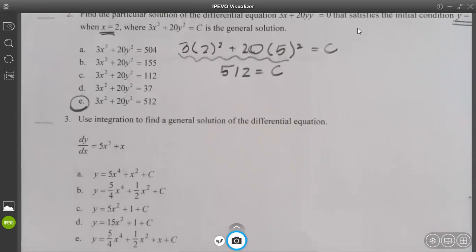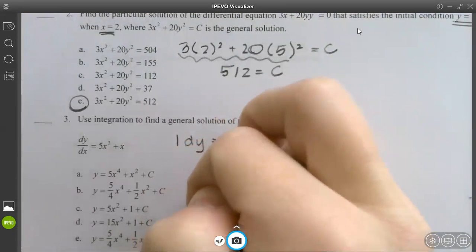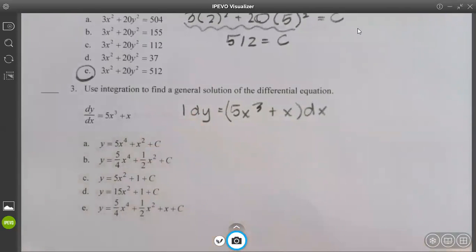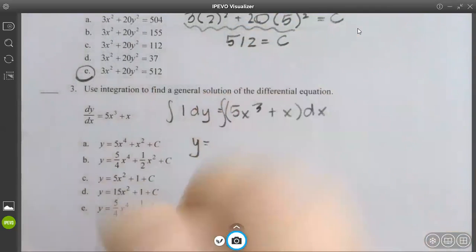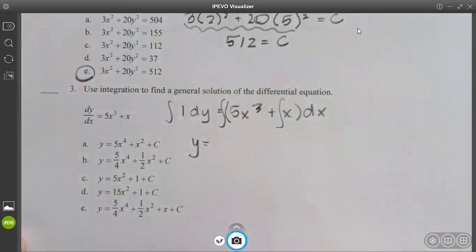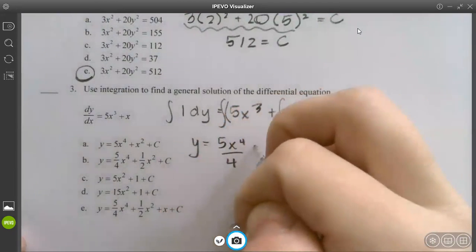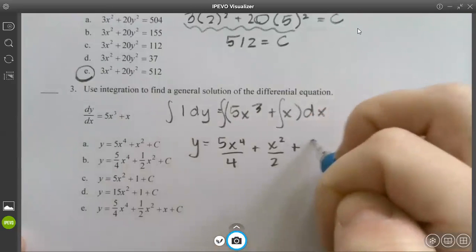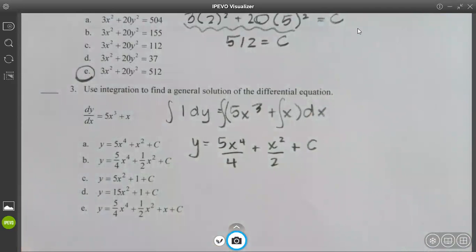All right, we're finding a general solution to this. What do we have to do? Before we integrate, we just put the dx on the other side. Same thing we've been doing, so don't stress out about it. This is 1 dy equals 5x cubed plus x dx. We just worked on one like this. If I integrate 1 dy, what do I get? Just y. So there's where your y equals comes from. Then 5x cubed plus. Remember, we integrate them separately. Which one is your answer? It is B.